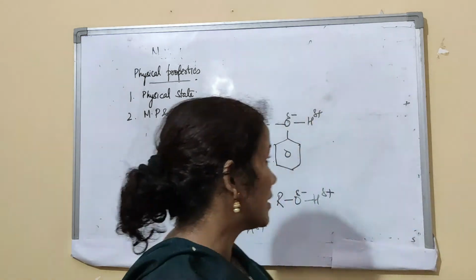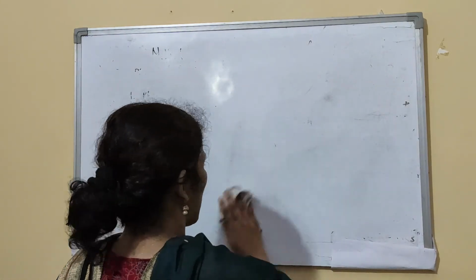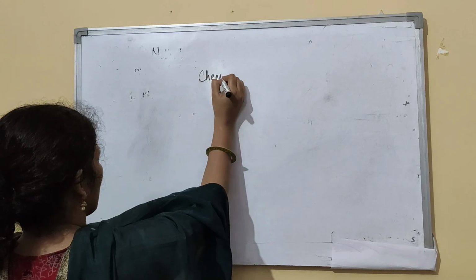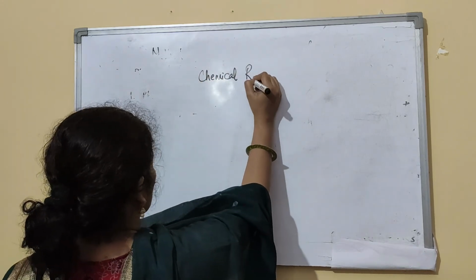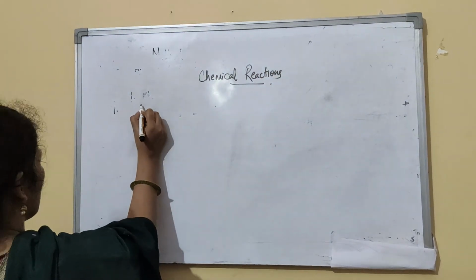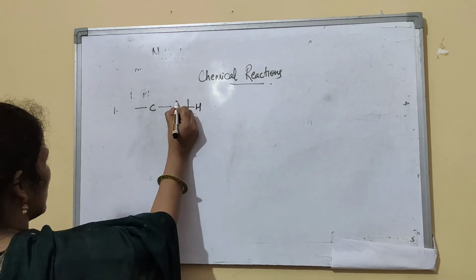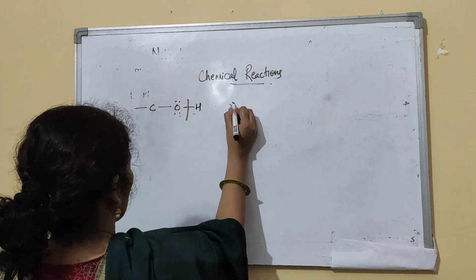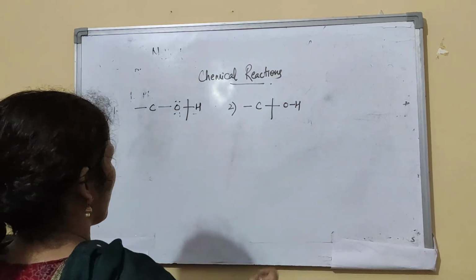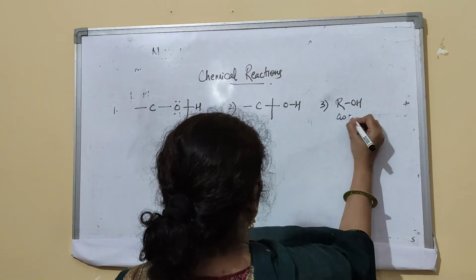So we'll come to chemical reactions of alcohols now. When we say chemical reactions, the reactions can be categorized under three heads. So the reactions are of three types. First will be cleavage of the O-H bond. The second would be cleavage of the C-O bond. The third would be the whole molecule reacting as a whole.